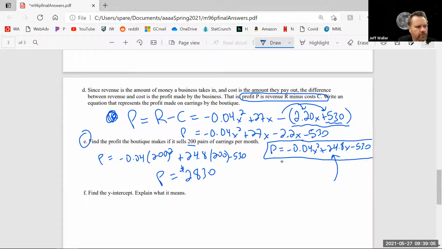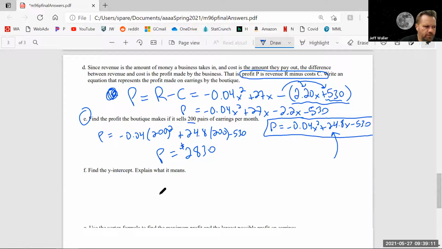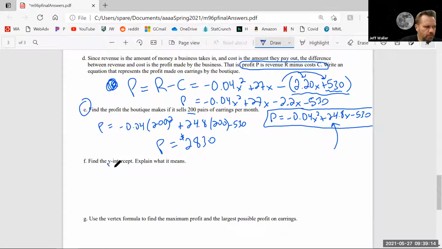So they would make a profit of $2,830 if they could sell 200 pairs of earrings. So first off, I want to know what's the y-intercept. I should have made this part E, but oh well. Negative 530. Good. Because how do I find a y-intercept? I just make x 0.